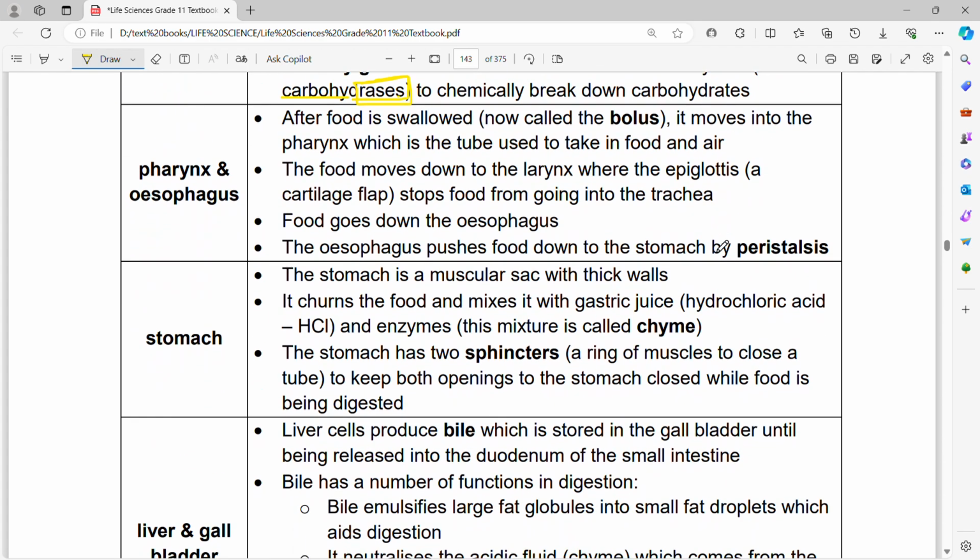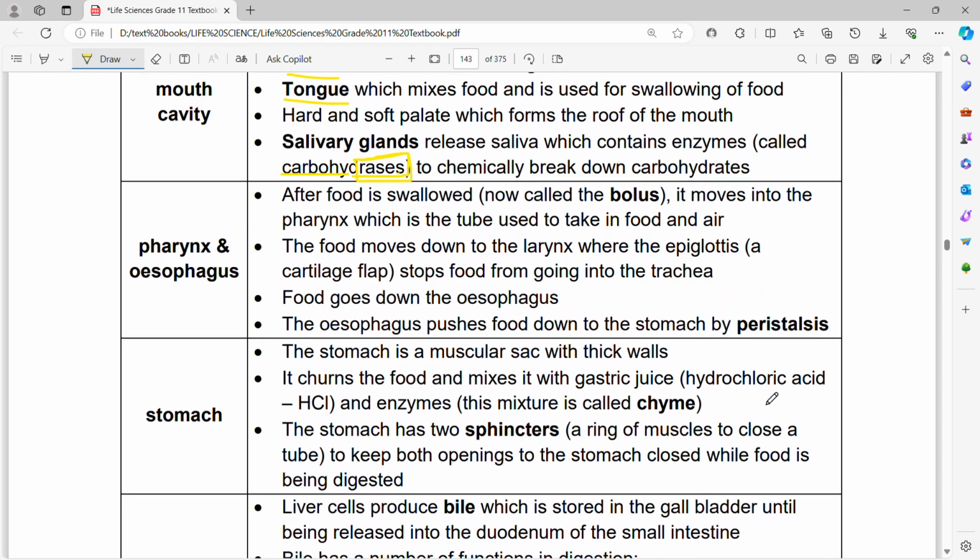Okay, next we have the pharynx and esophagus. After the food is swallowed, that bolus in the mouth moves into the pharynx, which is the tube used to take in food and air. What will happen? Peristalsis will take place. What was peristalsis? It was the contraction and relaxation of the muscles so that the esophagus can push down the food into the stomach. Food goes down the esophagus into the stomach. That is the function of the pharynx and esophagus.